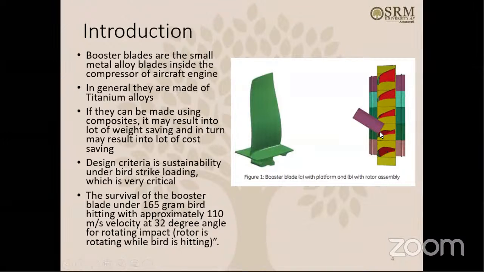So this is again a bird strike, but not the full bird. Part of the bird is coming and hitting the blade here, and the blade has to survive. This is the requirement, which is very critical. So how to define the requirement? A 165-gram bird hitting with approximately 110 meters per second velocity at a 32-degree angle. This angle comes from the design only, because if you look at the engine cross section, if the bird escapes through the gap between the fan blades and hits, it comes at a 32-degree angle.